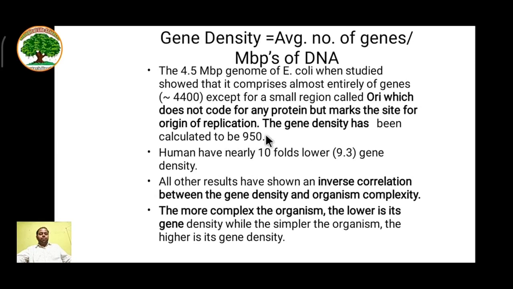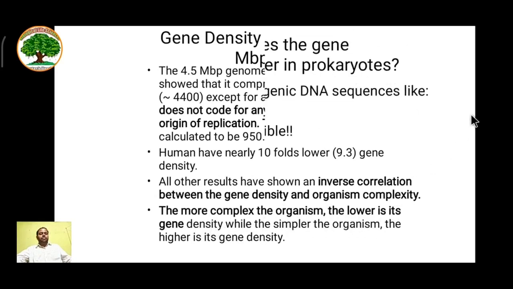So the gene density is very high in E. coli, as we can compare it with the eukaryotic cell, where there is a presence of lots of non-coding intervening sequences. So what happens is the density of the gene is very low as the genes are apart from each other. In humans, nearly tenfold lower, that is 9.3 gene density is present. Other results have shown an inverse correlation between gene density and organism complexity, that is, the more complex the organism, the lower its gene density, while the simpler the organism, the higher its gene density.